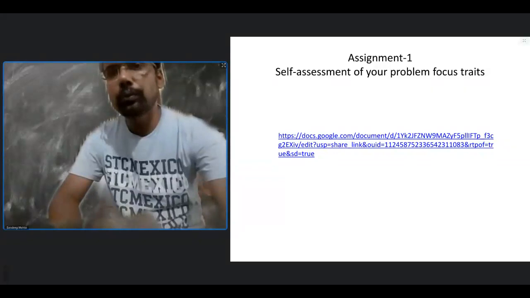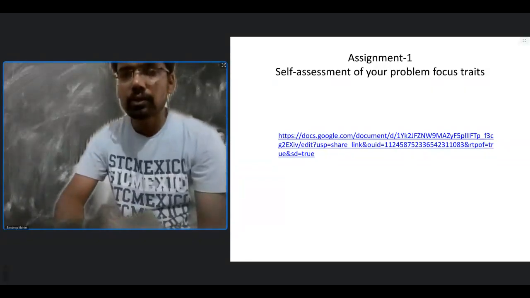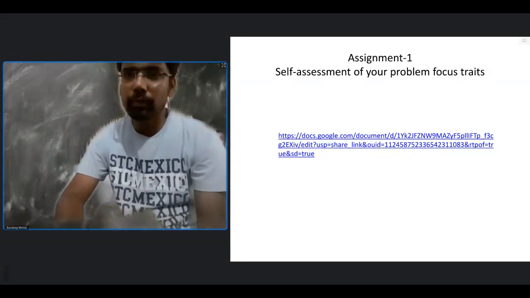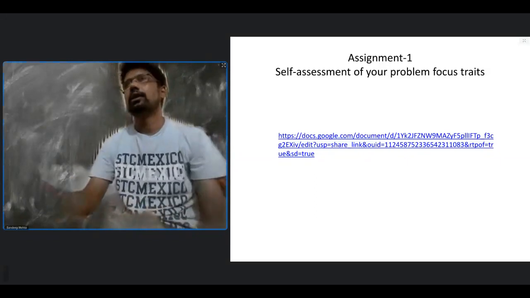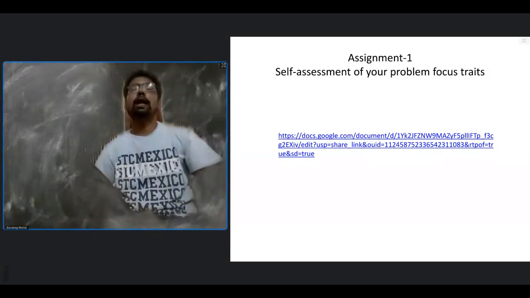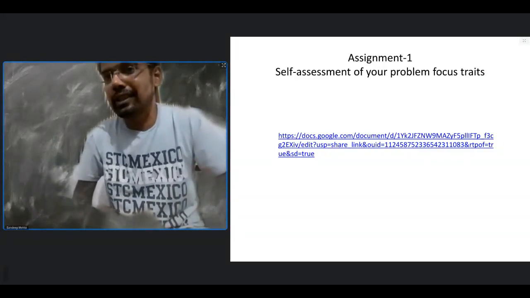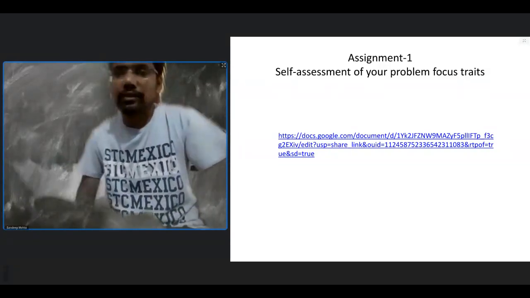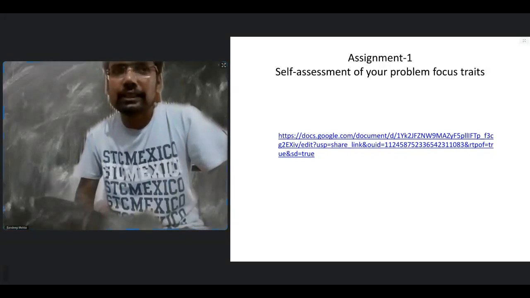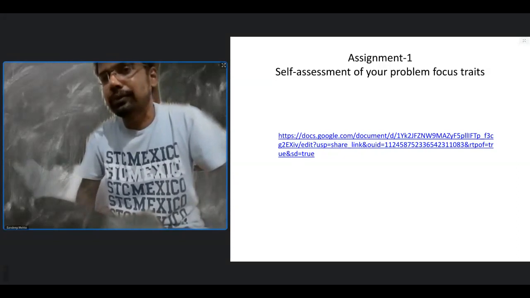So this is also going to be an assignment for you, where you have to self-assess on the basis of different traits which are required for problem focus. And since this is a self-assessment exercise, we expect that you should be as honest as you can with yourself, because nobody is going to evaluate you externally. This is just for yourself. So you have to assess yourself very critically and honestly. Then only is it going to help you.